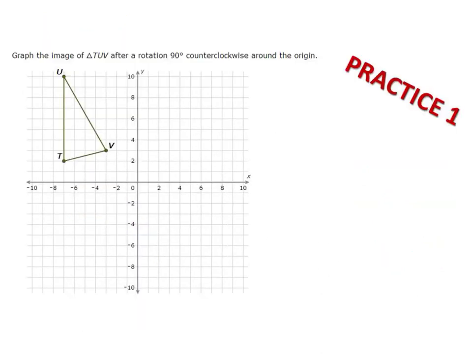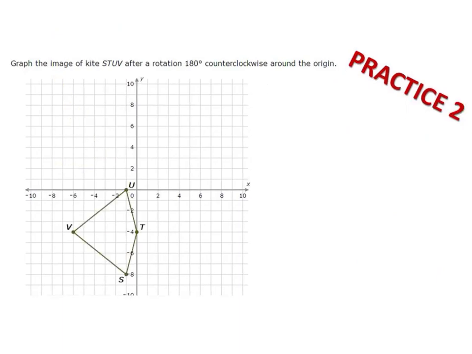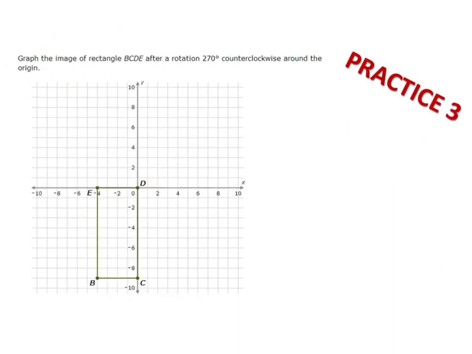Practice 1, you're to graph the image of the triangle after a 90-degree rotation. Practice 2, graph the image of the kite after a 180-degree rotation. Practice 3, graph the image of the rectangle after a 270-degree rotation.